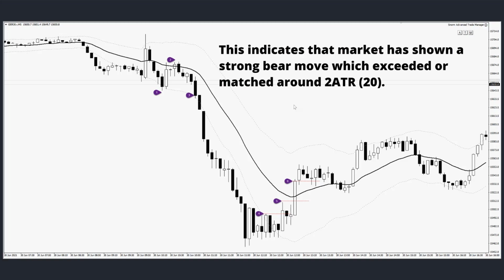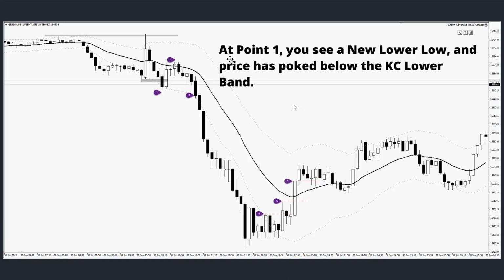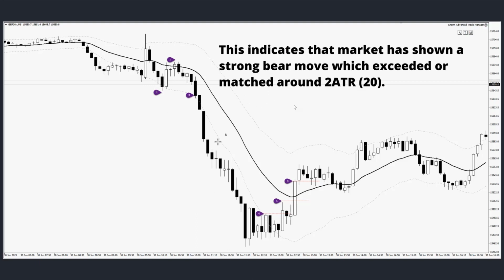So let me read that to you. At point 1, you see a new lower low. That's the important bit. See, it's a new lower low, at least for this session, and price has poked below the KC lower band. So that's your rule number 1. This must happen. This indicates that the market has shown a strong bear move which exceeded or matched around 2 ATR. So it moved 2 ATR down.